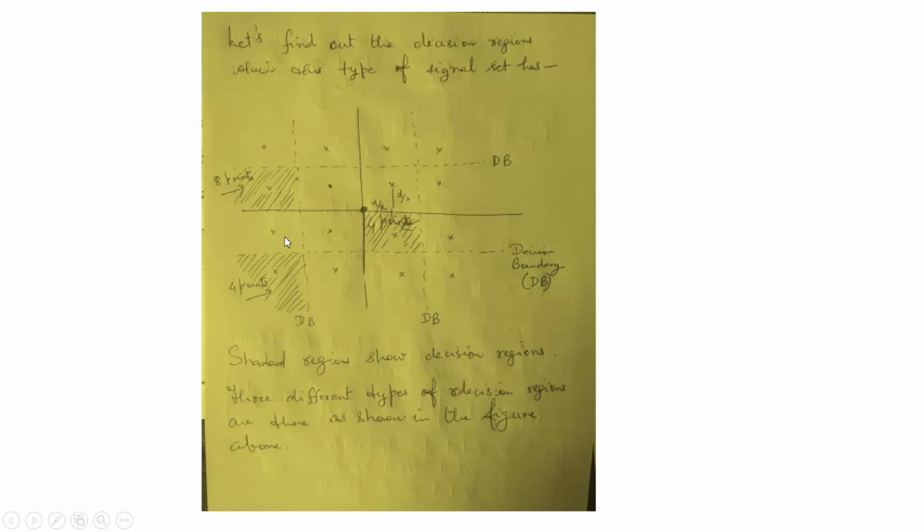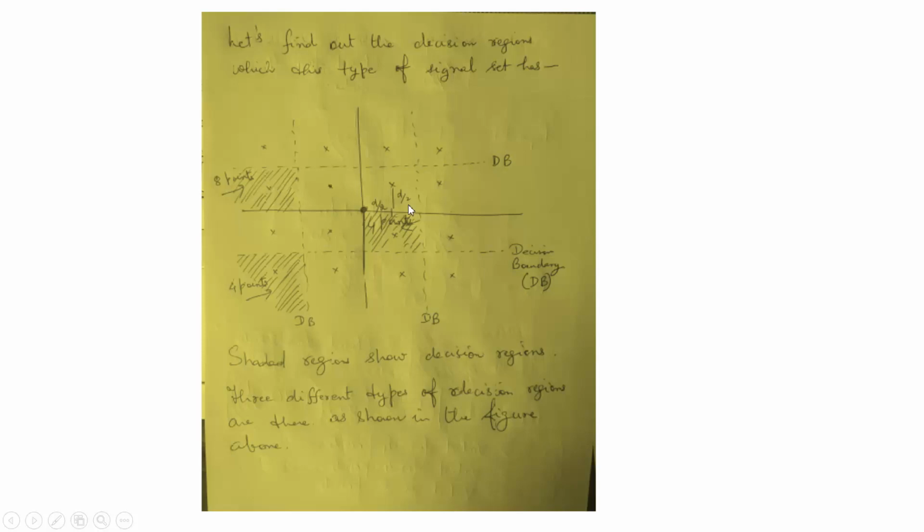Let us calculate how many points belong to each type. All in all, there are three types of decision regions. If you look at this type of decision region, there are 4 points: this point, this point, this point, and this point. And for this type of decision region, there are 8 points: this point, this one, and so on. And there are again 4 points which correspond to the third type of decision region.